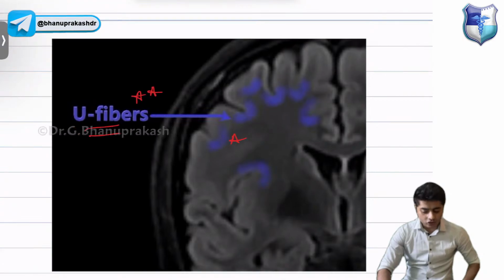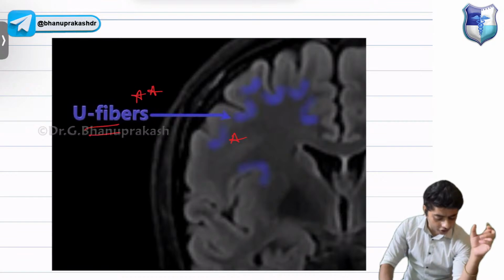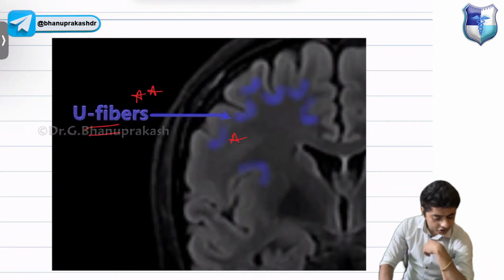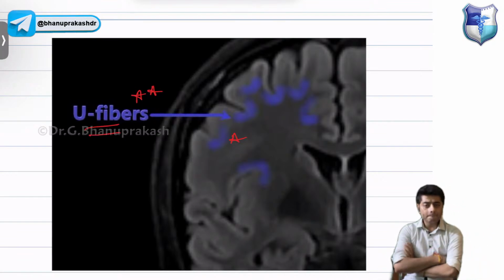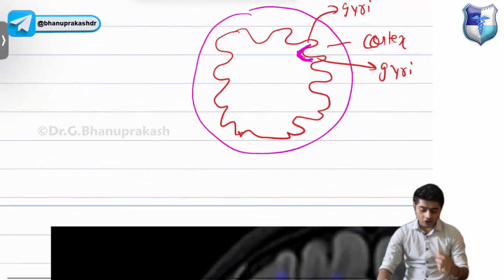Okay, everyone, if you have any doubt about juxtacortical or U fiber, just tell me in the comment section. If anyone has any doubt in juxtacortical and U fiber, Shri, any doubt? What do you understand by juxtacortical and U fiber?